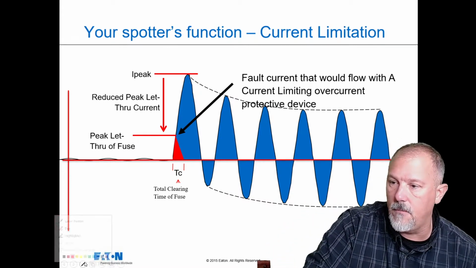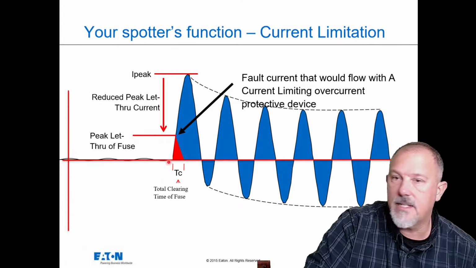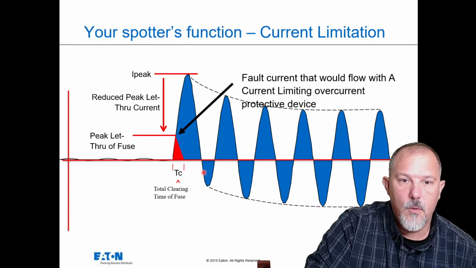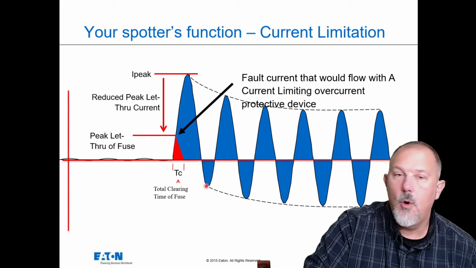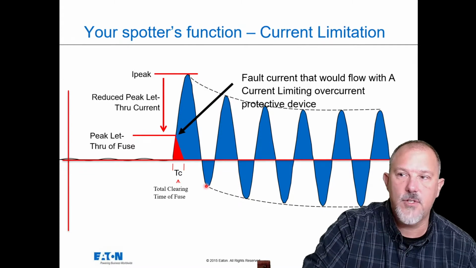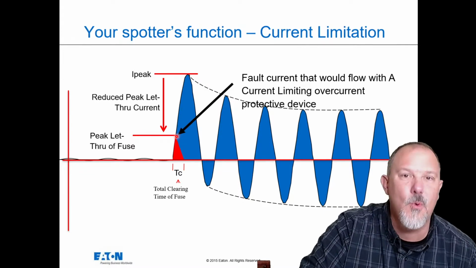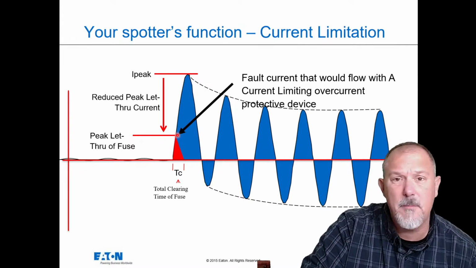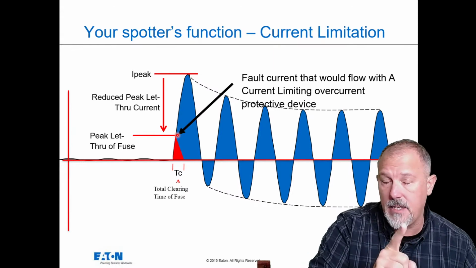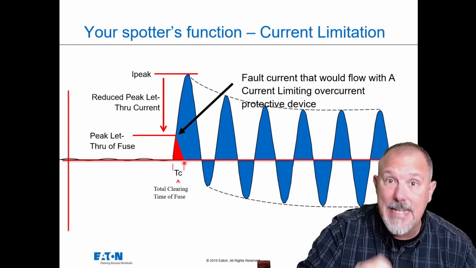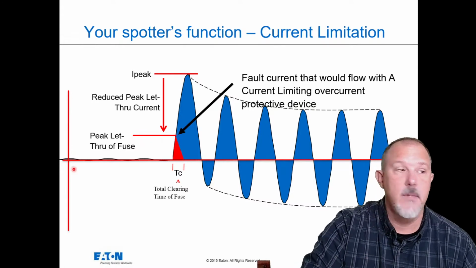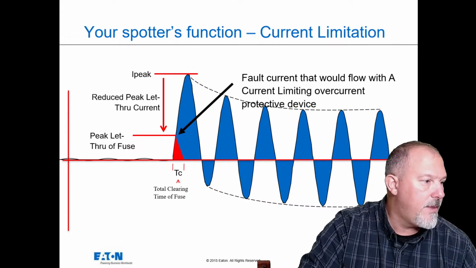One cycle is right there. Okay? That is 1 cycle. What this 200 amp current limiting fuse is going to let through is less than a 1/4 cycle. It's going to reduce the peak, which reduces the magnetic forces. It's going to reduce the time, which removes the heat from the system. And let's see what that does for us.